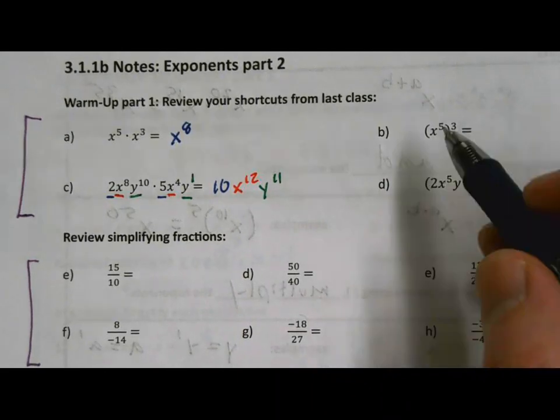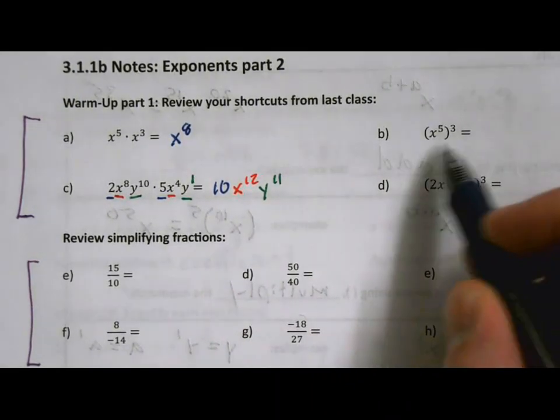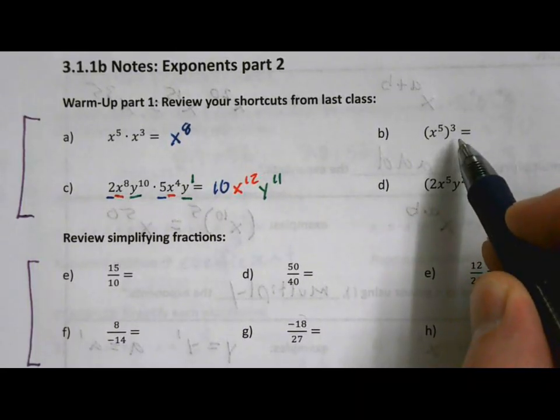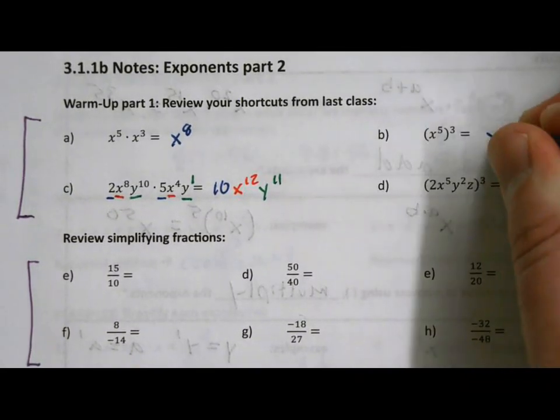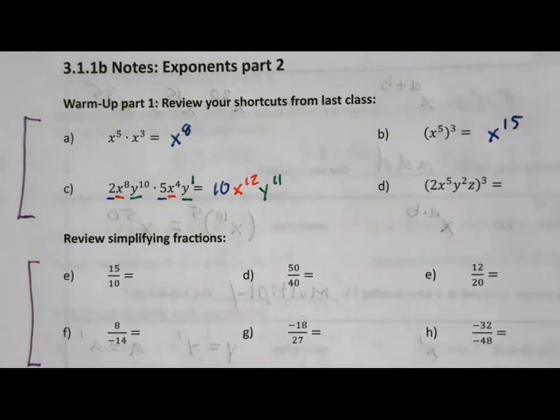This is a situation where we're multiplying the exponents. I have 5 x's here, but there's 3 groups of 5 x's. So that would be 15 x's altogether. 3 times 5 is 15.